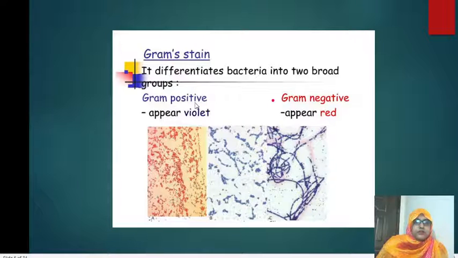You can see the color. This one is violet, and this is red, or this shade is red, and this one is for both. You can see here a slightly reddish color somewhere, and somewhere there is violet color.